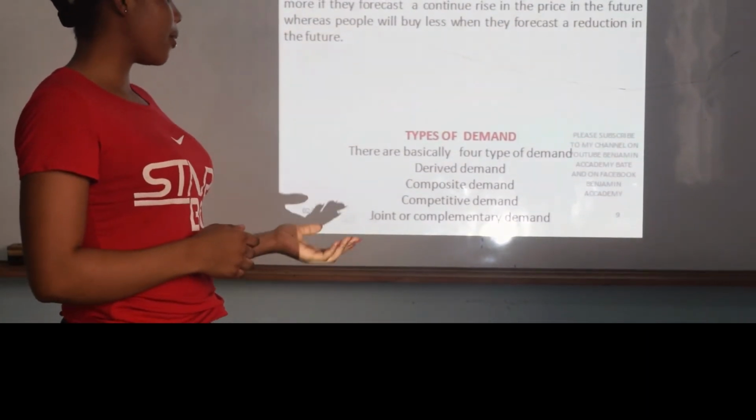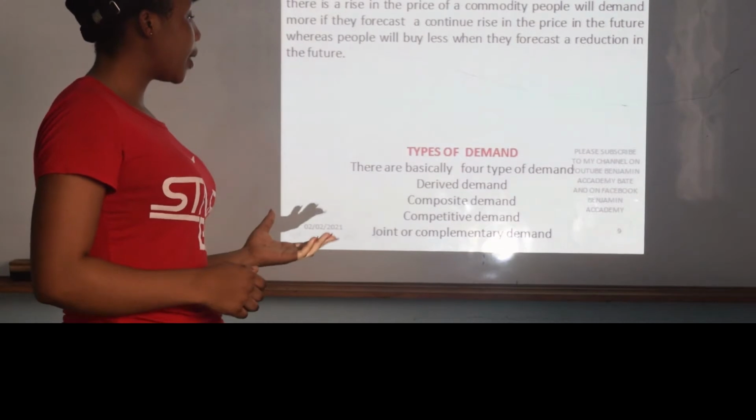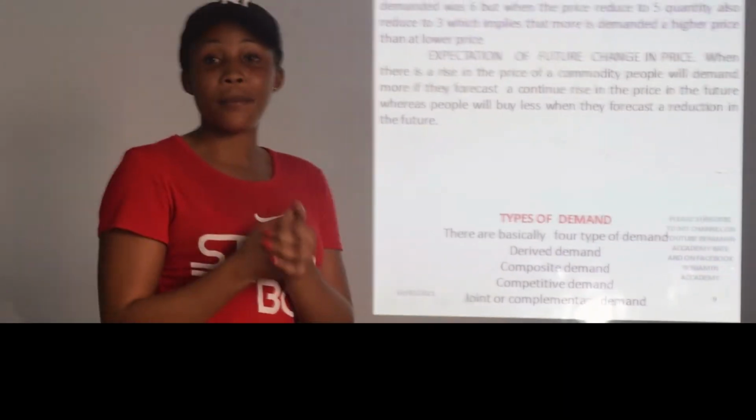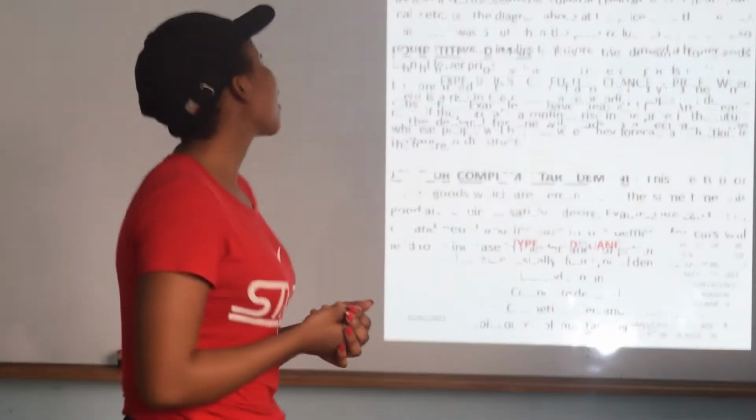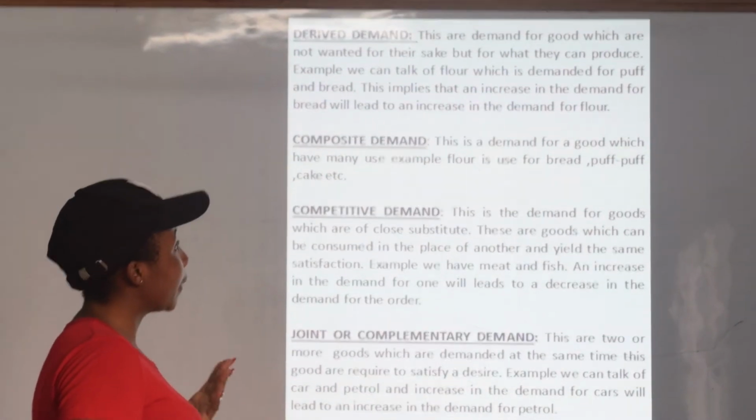Basically, there are four types of demand. That is the derived demand, composite demand, competitive, and the joint or complementary demand. Now, I'll be talking on the derived demand.